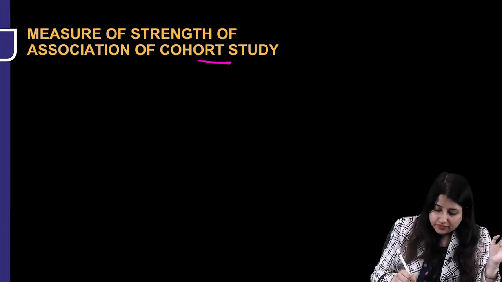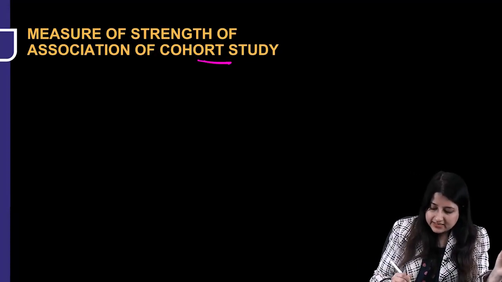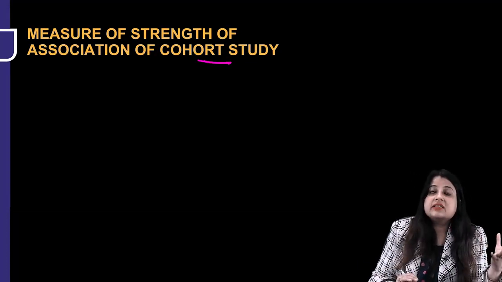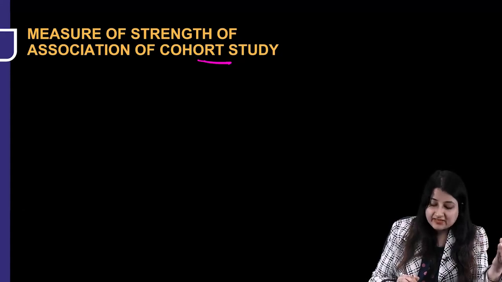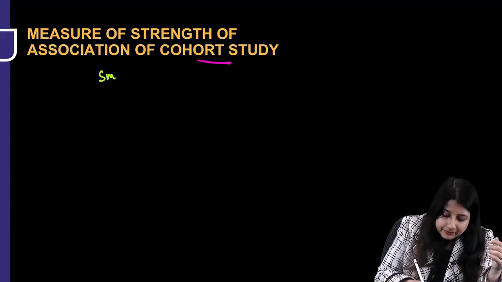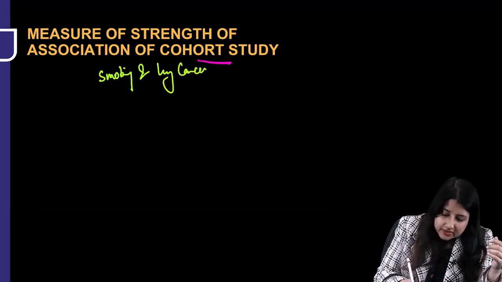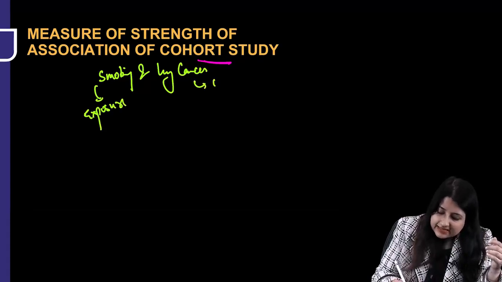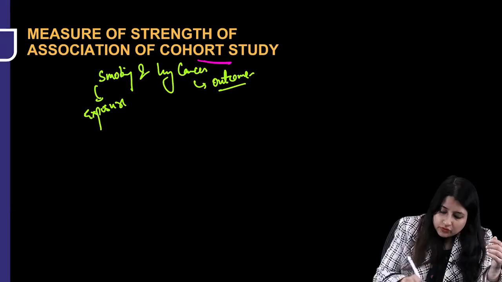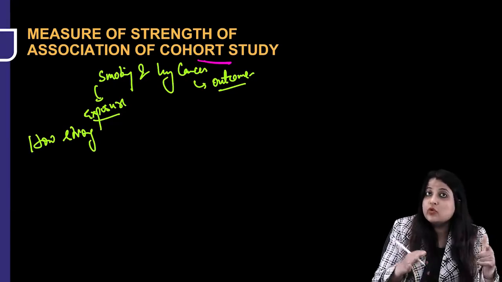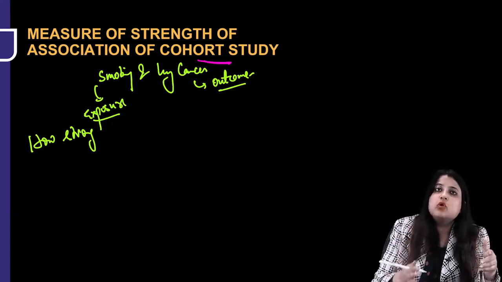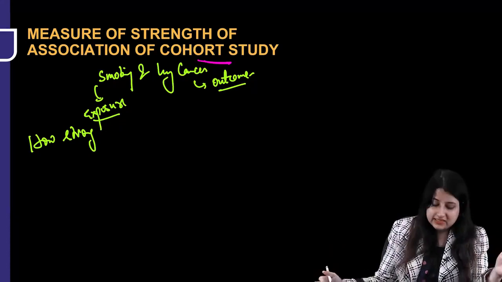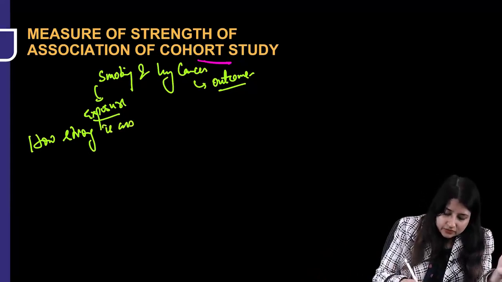Now, what are the measures of strength of association in a cohort study? Cohort study or case control, they are all used to express strength of association. Suppose we are studying smoking and lung cancer. We know smoking is the exposure here and lung cancer is the outcome. So we have to know how strong is the association. I am not saying that smoking is a cause. I am saying smoking is associated with lung cancer. So how strong is the association?